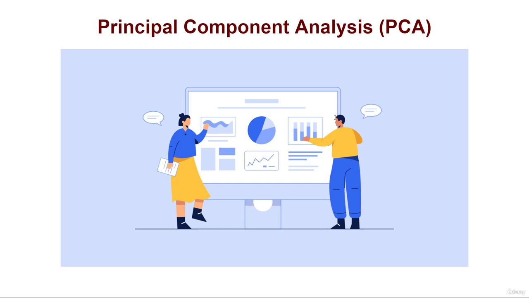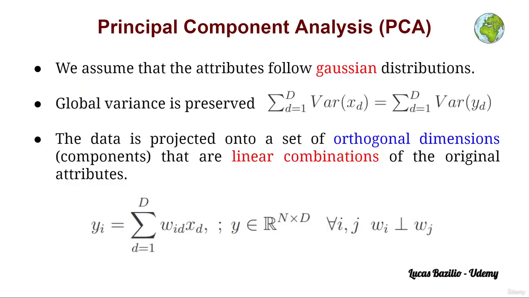Principal component analysis has applications in many fields such as population genetics, microbiome, and atmospheric science. So let's start studying this technique and see how it works. Initially, given a dataset, we assume that the attributes and the features of this dataset follow a Gaussian distribution. Keep in mind that Gaussian distribution is another term for normal distribution.